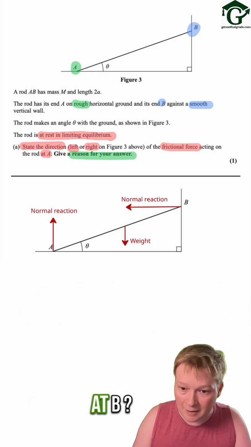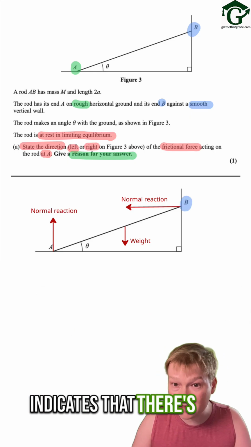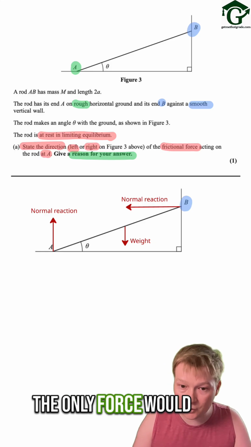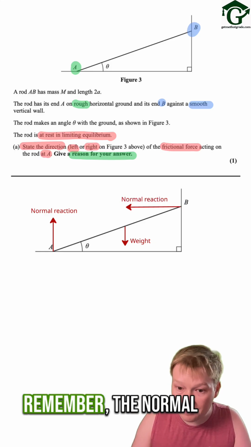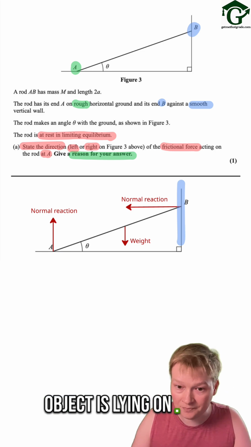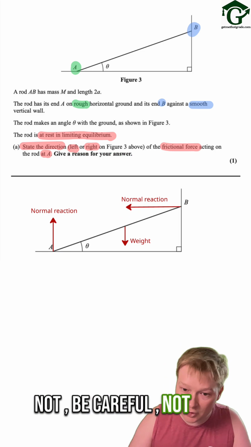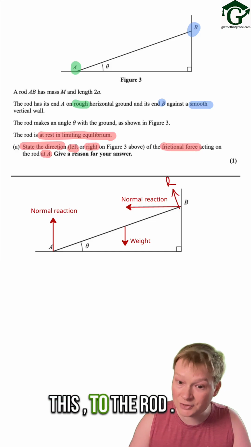What about the force at B? Well, B is a smooth wall. That word smooth indicates that there's no friction at B. The only force would be the normal reaction. Remember, the normal reaction is normal to the surface that the object is lying on. So it's at 90 degrees to the wall. Not, be careful, not at 90 degrees like this to the rod, be careful.